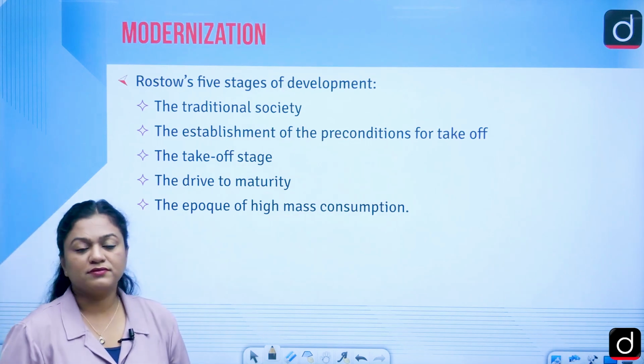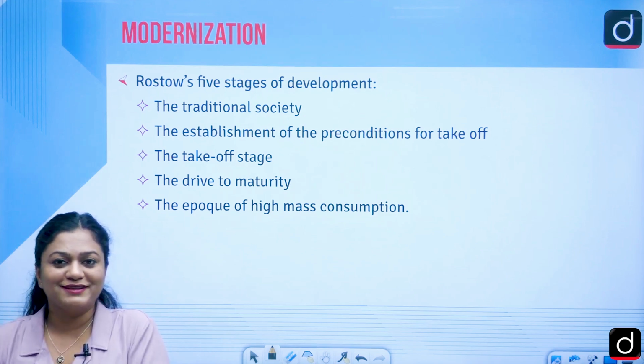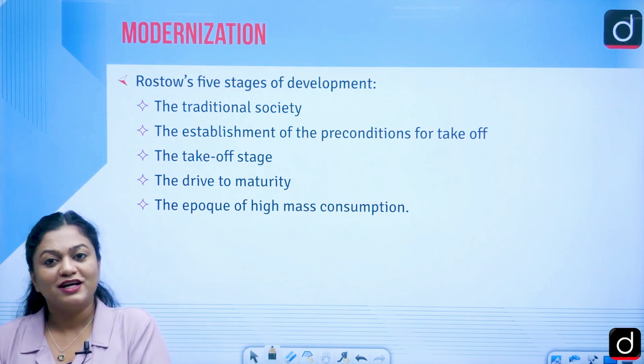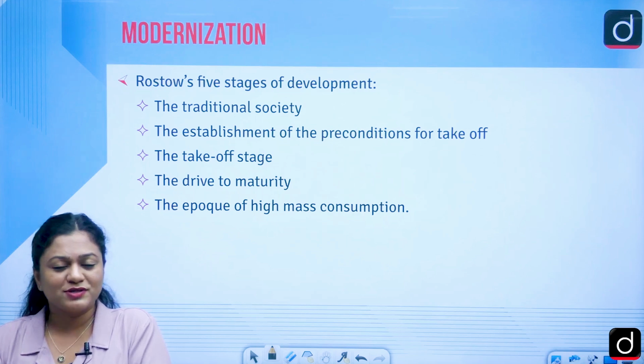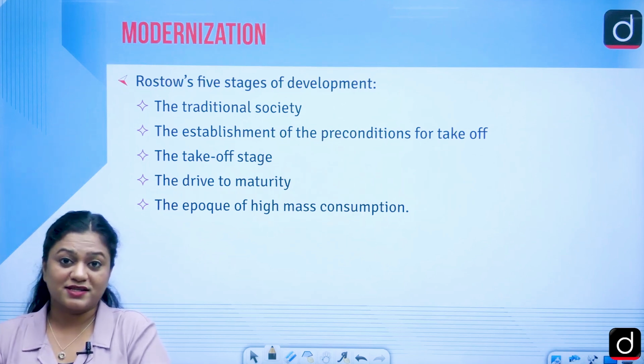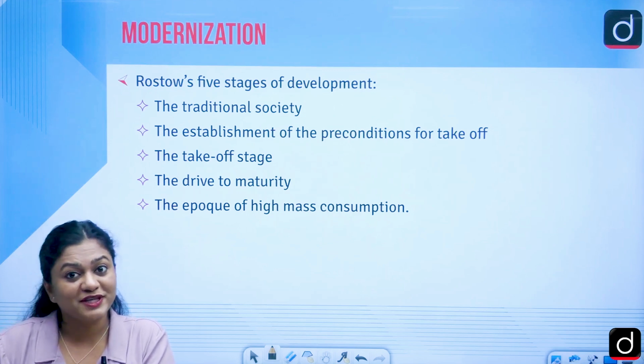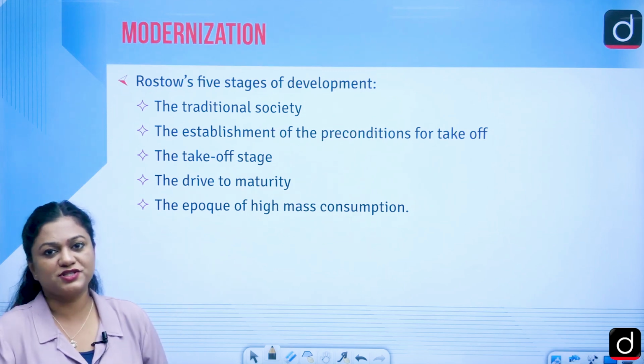Modernization theory. Very important thinker we have here, that is W. Rostow. And this question was also asked in UGC NET examination many years back, and it is highly possible that that question can also be repeated. He spoke about 5 stages here.